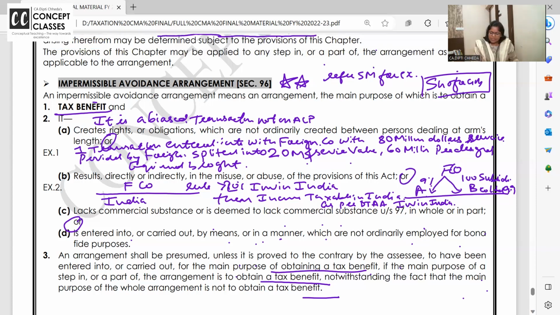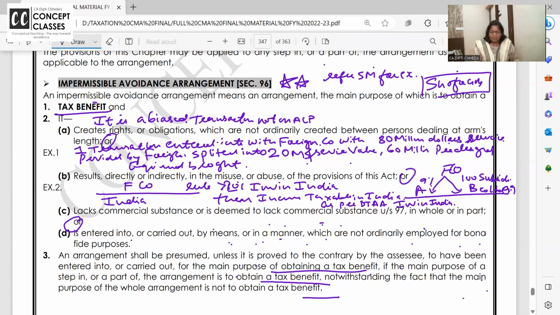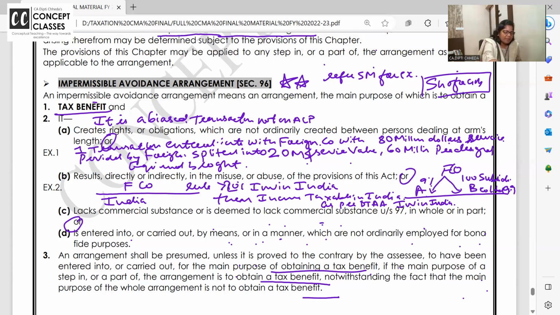Or it lacks commercial substance, or is deemed to lack commercial substance, or is entered into or carried out by means which are not ordinarily employed for bona fide purposes. Okay, clear? Right.